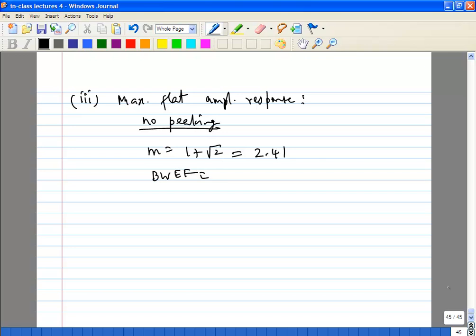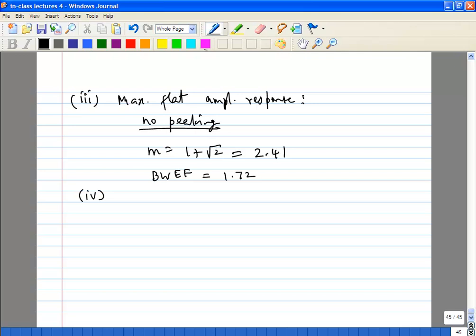For that, it gives you a bandwidth extension factor of 1.72, which is still pretty good. We have not moved very far away from your optimum. Instead of 1.85, you have 1.72, but your magnitude is pretty flat.